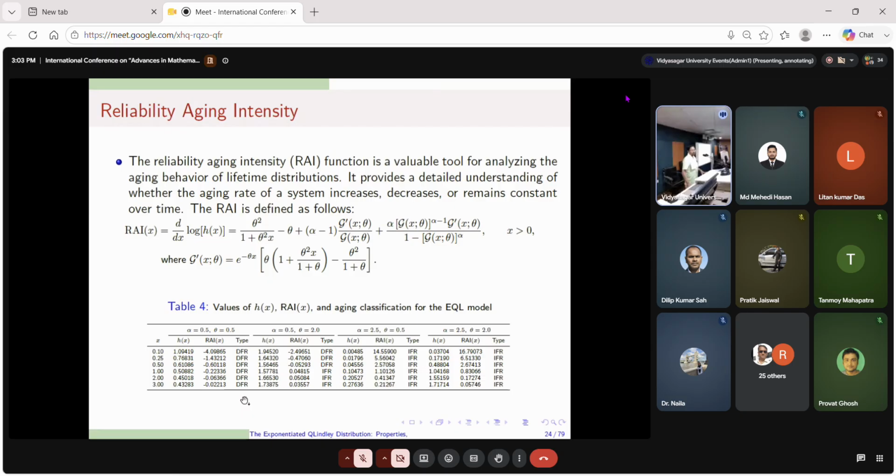Now the reliability aging property. This function is very much applicable in lifetime data analysis, when we are going to study survival analysis, survival time data. So this function is very important. This is the reliability aging intensity, simply you can say RAI. And these are some numerical values of the same. Again, this is the function, and the function is not very complex.